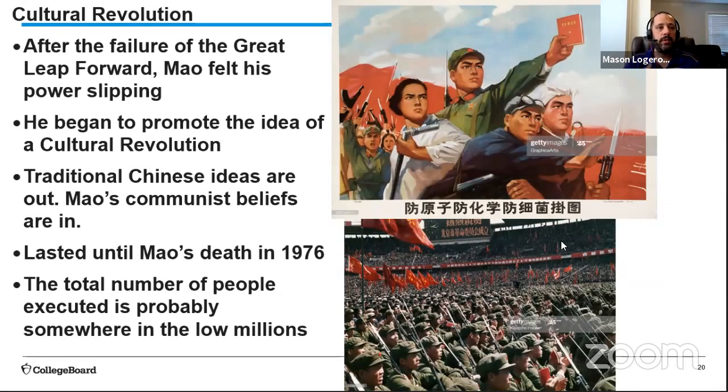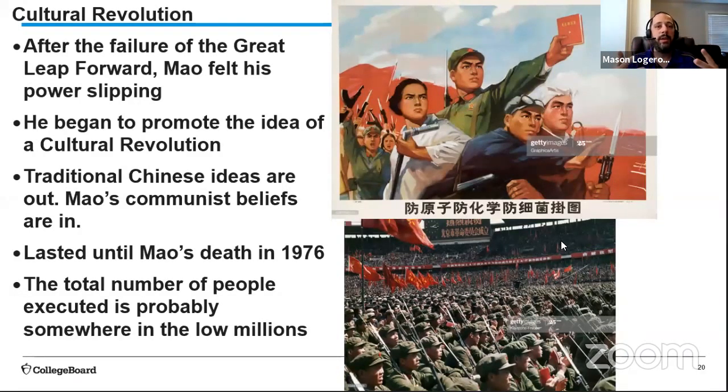Sometimes in these parades or in these big gatherings, there would be something called a struggle session, where people that were deemed enemies of the Communist Party were brought forward, and everyone in the crowd would yell at them, taunt them, sometimes throw things at them. When things got really bad, sometimes they were put into the crowd and they were beaten up and sometimes killed.